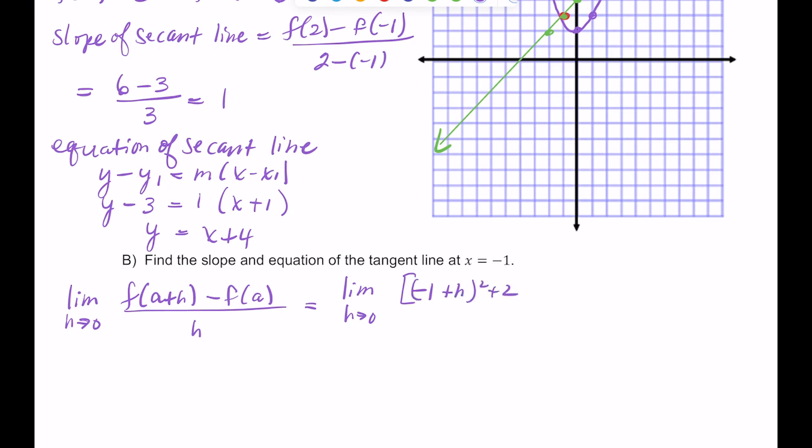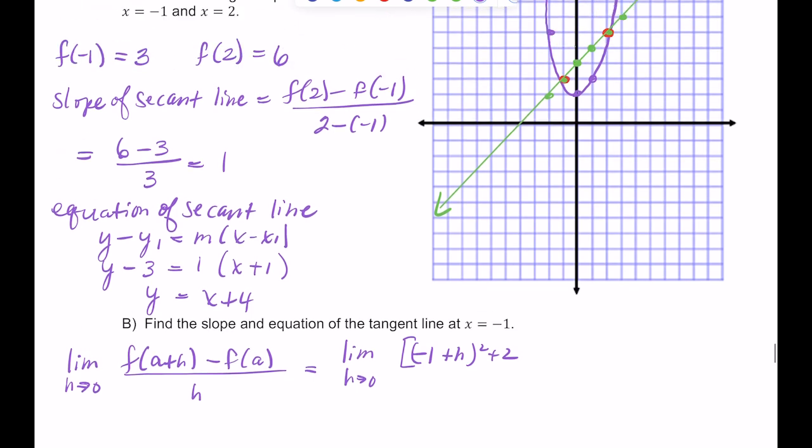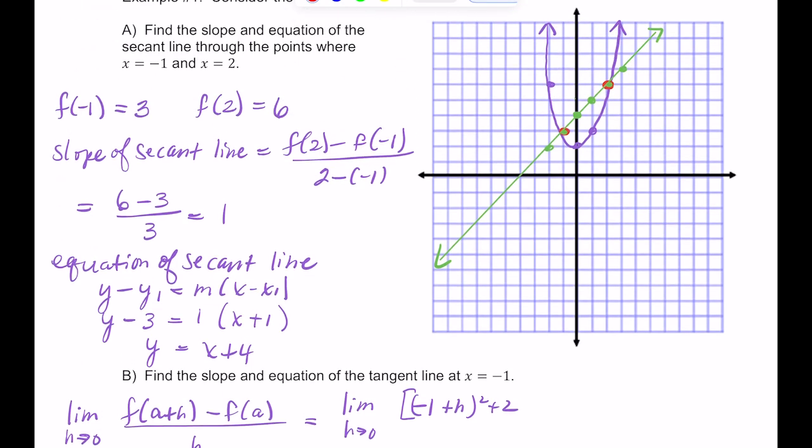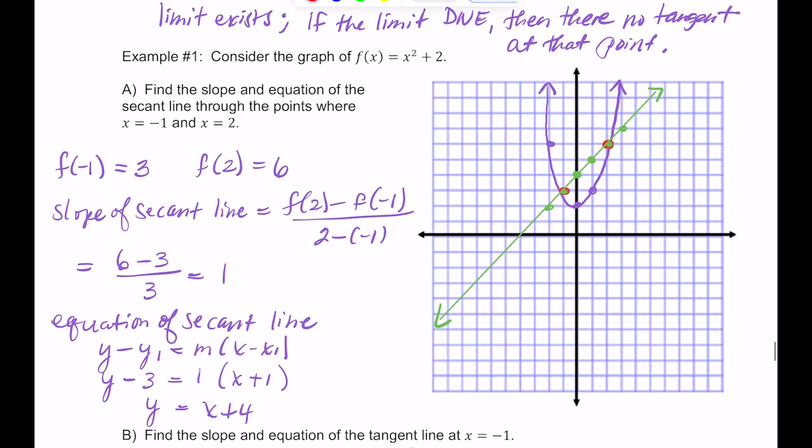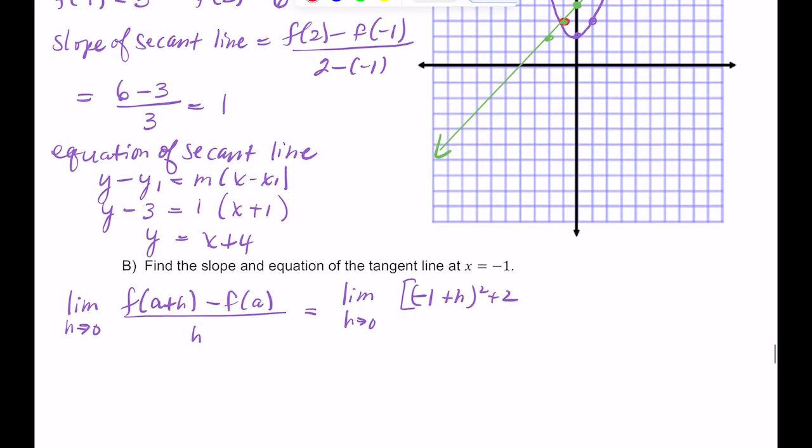So again, from the last video, we're just substituting -1 for x, and x is just a, and we're substituting it back into our equation. So that's why it's -1 plus h squared plus 2. And then I'm going to subtract, and then it's just -1 squared plus 2 all over h. Okay, and I'm going to simplify.